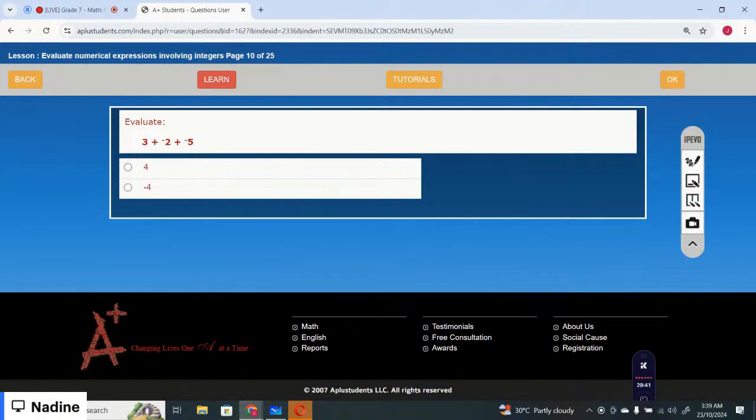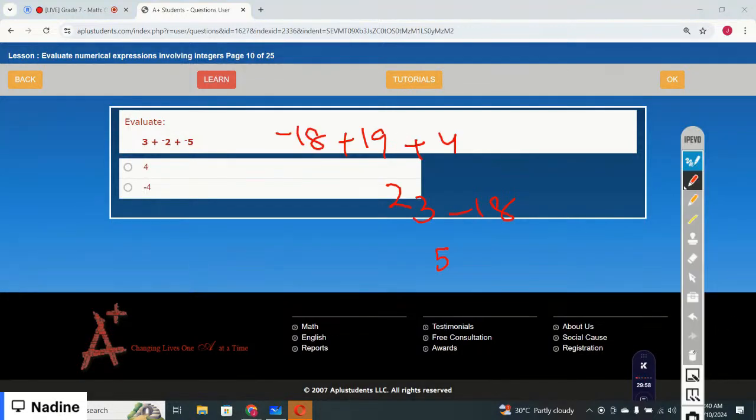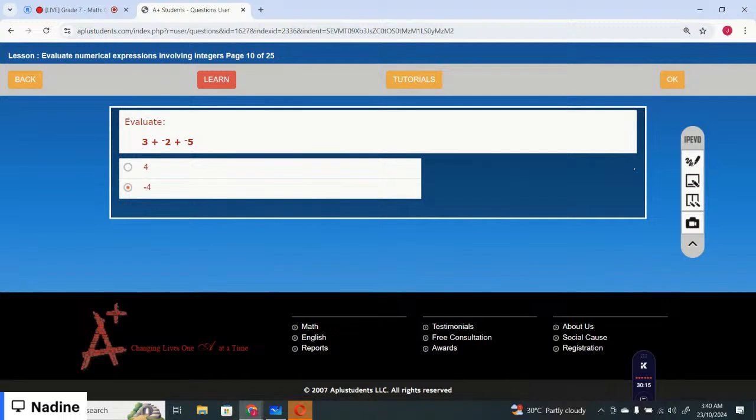The next one is 3 plus negative 2 plus negative 5. Negative 2 and negative 5 makes negative 7, right? So that makes negative 4. The correct option is negative 4. Option number 2 is the correct option.